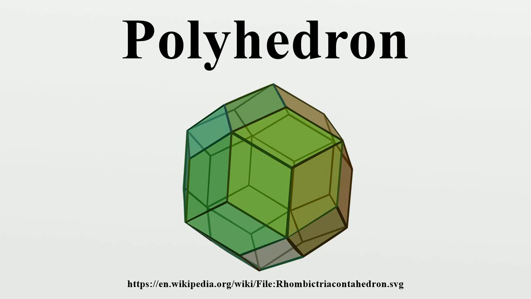In elementary geometry, a polyhedron is a solid in 3 dimensions with flat polygonal faces, straight edges and sharp corners or vertices. The word polyhedron comes from the classical Greek poly plus hedron. Cubes and pyramids are examples of polyhedra.